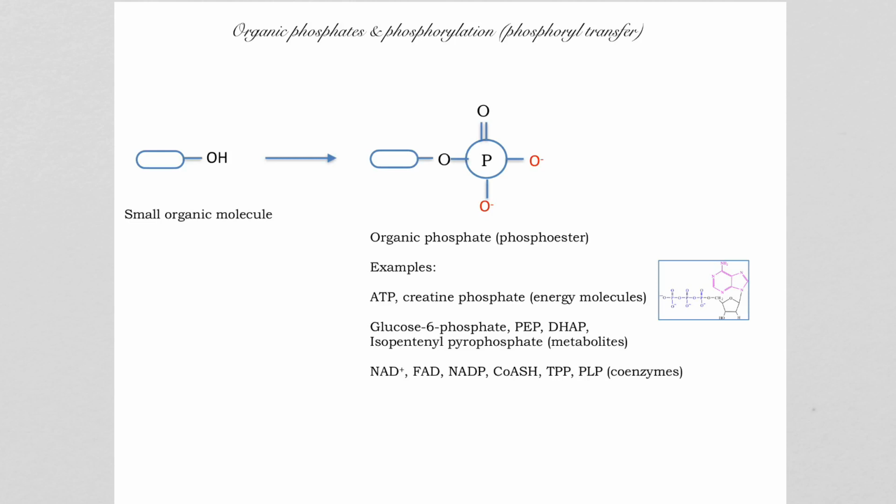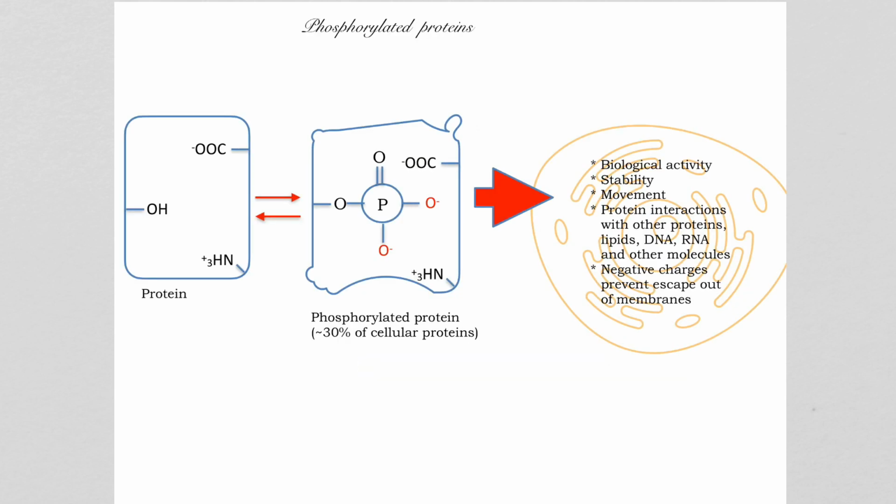So we not only have small organic phosphates, many of our proteins, it is estimated that about 30% of the proteins in our cells at any one time are phosphorylated. So why does this happen?